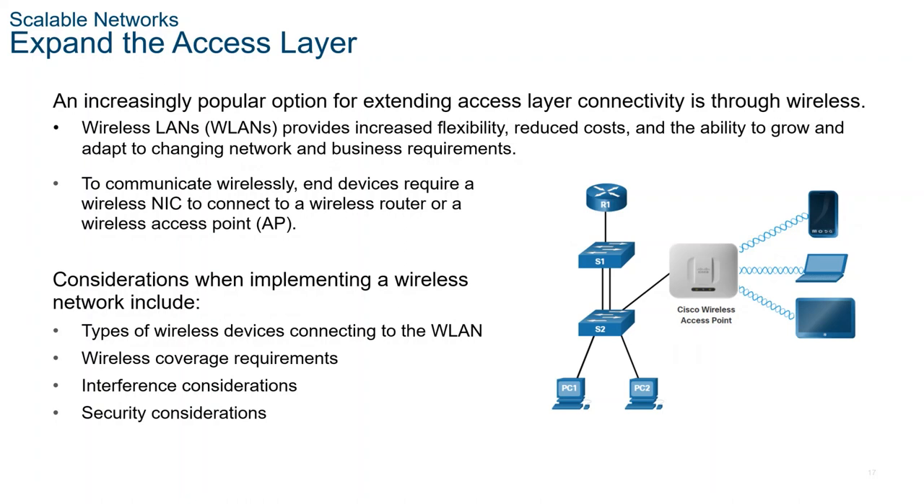To communicate wirelessly, devices require a wireless NIC that incorporates a radio transmitter or receiver and the required software driver to make it operational. Additionally, a wireless router or a wireless access point is required for users to connect, as shown in the diagram here. So any wireless access point that would provide wireless access to the clients is necessary. There are many considerations when implementing a wireless network, such as the types of wireless devices to use, wireless coverage requirements, interference considerations, and security considerations.